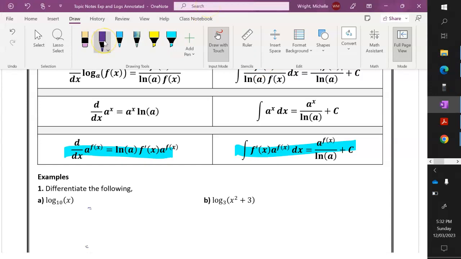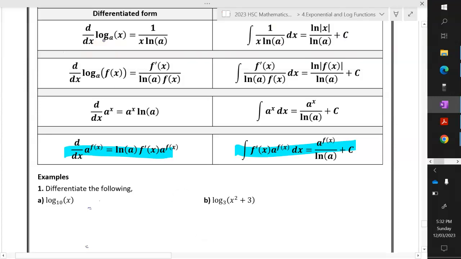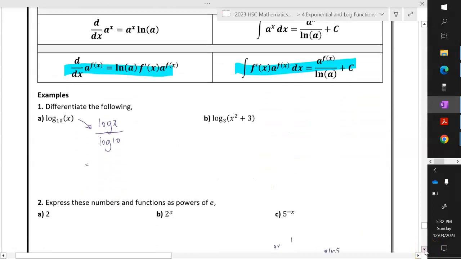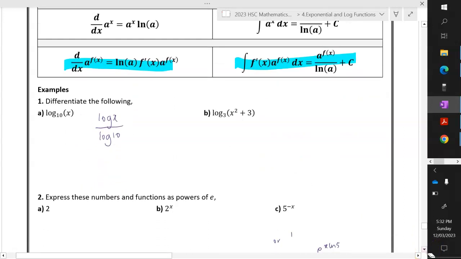Okay, but let's see if we can figure out how to work them out without using those laws, using the laws that we know already. So basically, if we've got something that has a different log base other than base e, we need to use our change of base formula, which is going to say that I can write this as log of x on log of 10. And they're equivalent, and we've looked at that already. And I think that's the way, if you're wanting to fully understand it, that we would like to do these questions. Now, I want to differentiate that. So I want to find d dx of this one.